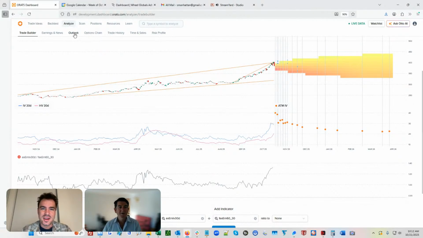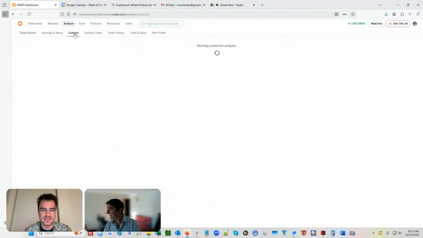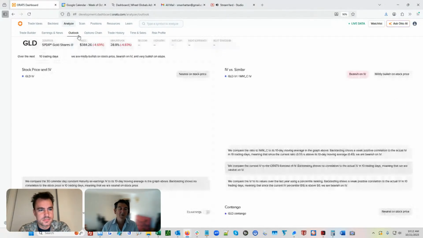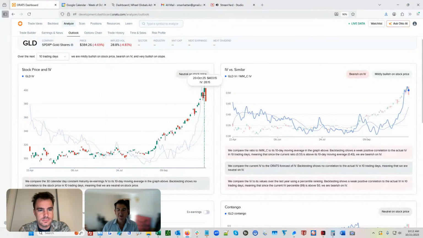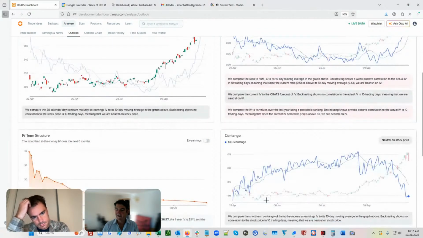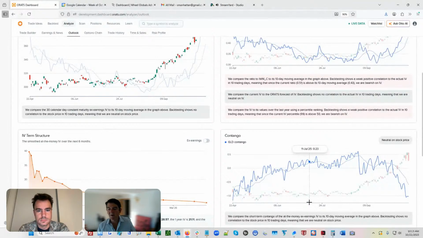Yeah, I like looking at the trade builder for this kind of stuff because you can see how the indicator lines up with the price and volatility of the stock, and it gives you a really at-a-glance view of the last few years. Yep, exactly. And then also the outlook is good because you can see where volatility in gold is compared to the market. And then you could also look at contango. So here's the contango that you were talking about, Tyler.